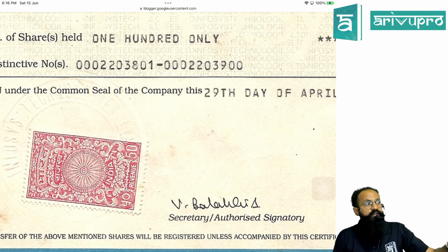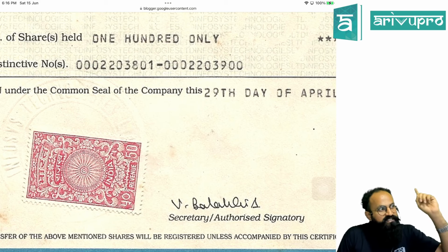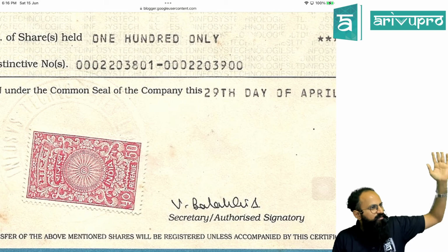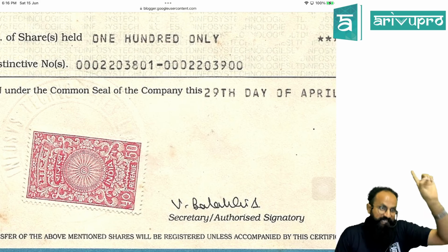Remember the word, I'm telling it to you today. It's called abeyance. When we are doing the dividends chapter, I'll tell you. But I don't know when it will come. It might be after some 8-10 days, but it will come.